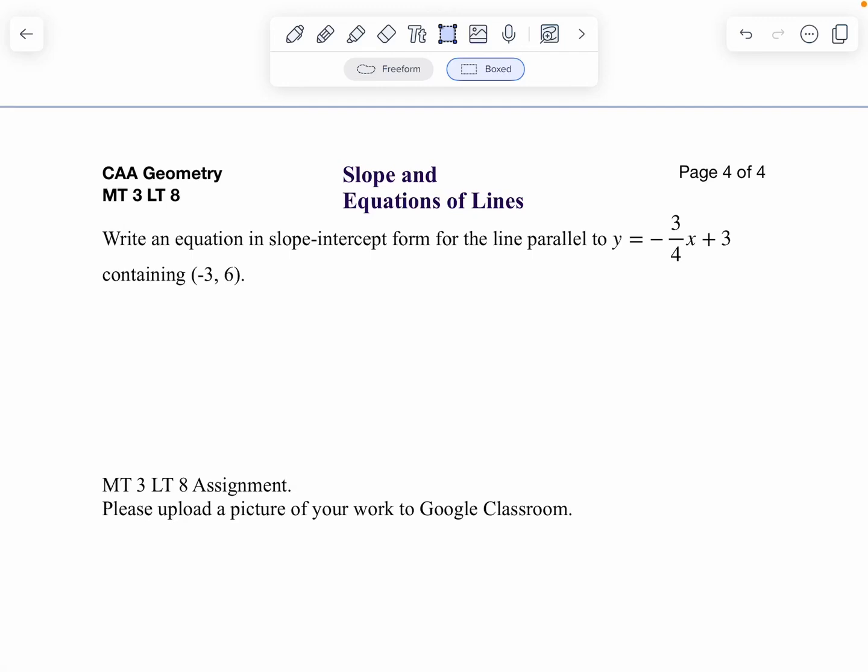Let's take a look at our last problem together. In this problem, I want you to write an equation in slope-intercept form for the line that's parallel to negative 3/4 x plus 3. So what I'm really interested in is my slope here, which is negative 3/4. Parallel means it's going to have the same slope.